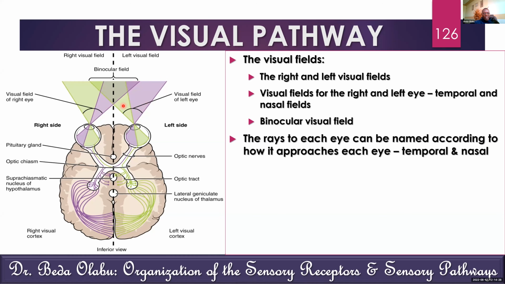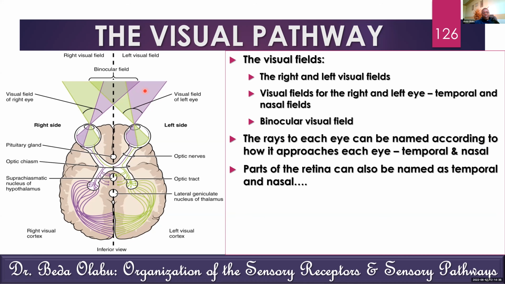For the left eye here, the green is nasal and that other color is temporal. What do we notice then? We can also name the parts of the retina as medial or lateral for the sake of simplicity. So lateral is temporal and medial is nasal. For each eye, this is nasal retina and that's temporal retina. This is nasal retina and that's temporal retina.